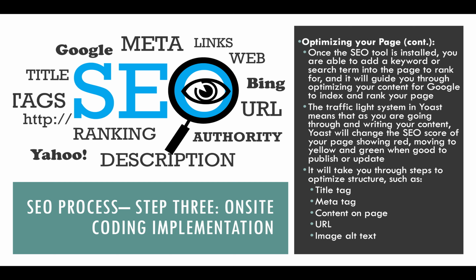The traffic light system in Yoast means that as you are writing your content, Yoast will actually change your SEO score. So if you are in red, it will get to moving to yellow and then green. And then once it's green, it's actually good to publish and update. It'll also walk you through steps of optimizing your structure, like a title tag, meta tag, the content on your page, a URL, and the image alt text. Again, if you have been listening to Hannah's digital marketing corner, you already know all of those terminology words.